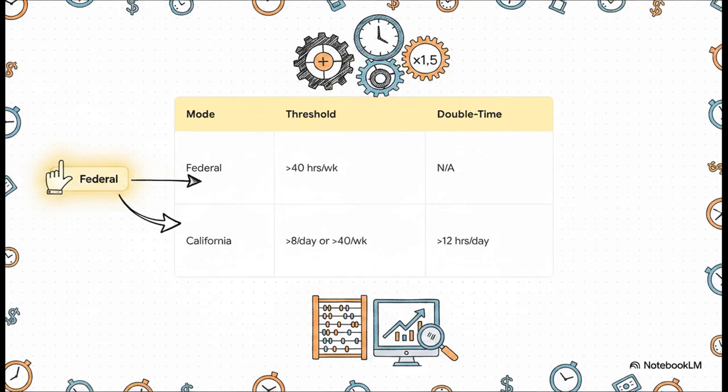And look, if we do have to accelerate, overtime math is brutal to calculate by hand. Here, you just select the jurisdiction. Under federal mode, the tool applies the time-and-a-half multiplier to anything over 40 hours a week. But look at California mode. It flawlessly calculates overtime for anything over 8 hours a day or 40 hours a week, plus double time for anything over 12 hours. We aren't guessing on a spreadsheet anymore. The engine handles all those complex jurisdictional rules completely automatically.